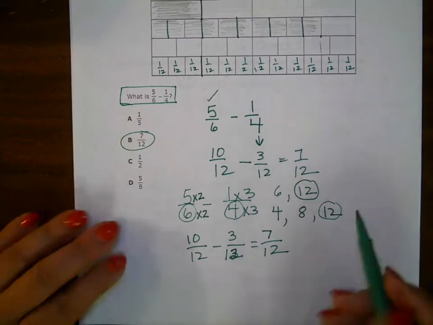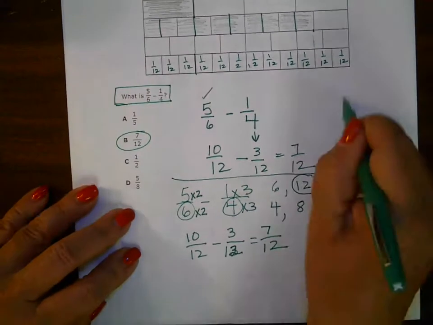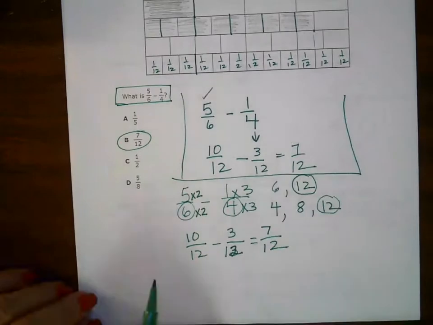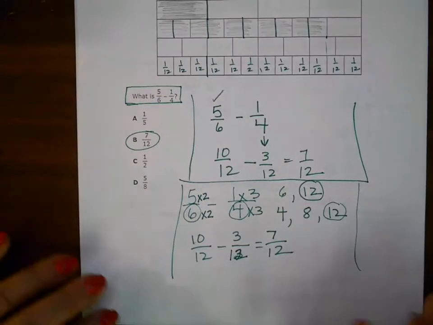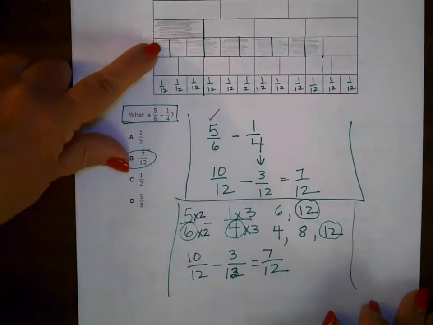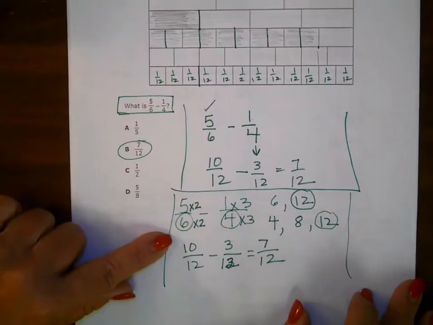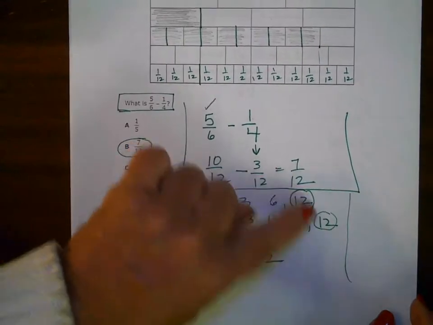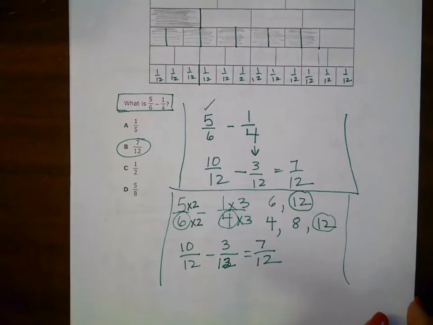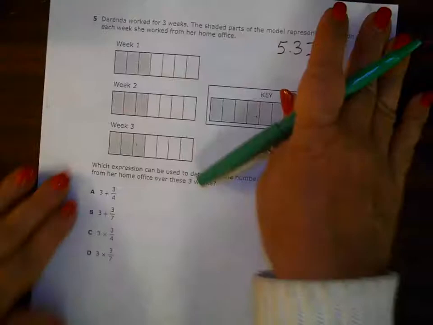So no matter which one you do, it's still the same. Okay, so you can try either one. This is using the fraction strips. If that confuses you, then just simply find the common denominator by skip counting your denominators till you come to the same lowest multiple.